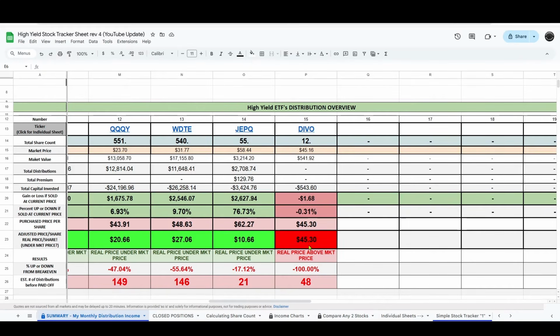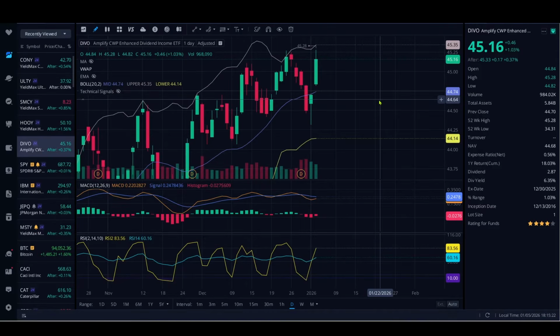But what is that buy price that I'm willing to buy DIVO at? And just like before, that's where the Bollinger Band and the RSI 2 comes into play. So for me, at this current layout of this indicator, that midpoint is around 44.74. So I definitely would want that price to be under 44.74. And the bottom of that Bollinger Band is currently at 44.14. So somewhere in the middle of there is around the price that I would be looking for.